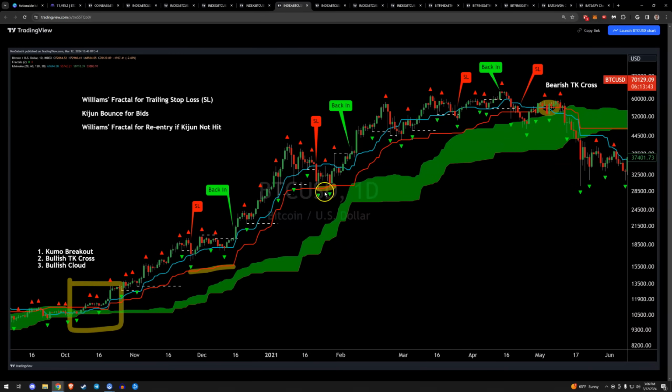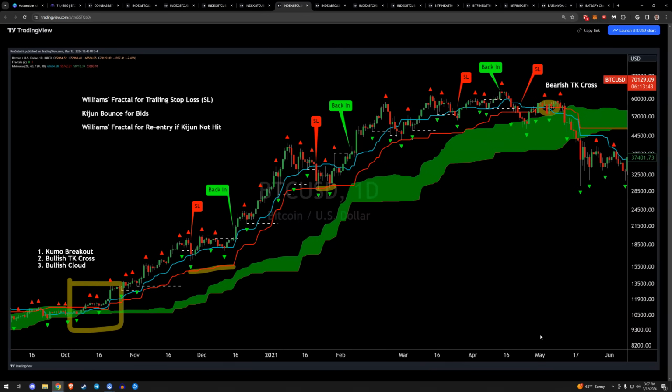Now, let's say you got in at the Kijun at any point here. The other hard stop loss is always the cloud. The moment you close in the cloud on a daily, that's a stop loss. The moment you cross bearish on the TK cross, that also says get out. So there was lots of stuff screaming up here in the high 50s in 2021 to get out of the way. But this was a multi-quarter trend.